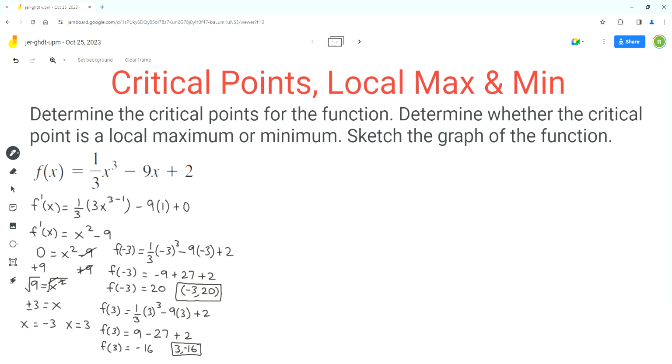Now we have to determine whether the critical points are local maximum or minimum. For that we'll use the first derivative test. If the first derivative is greater than 0 in an interval, that means the function is increasing, and if the first derivative is less than 0, that means the function is decreasing. So we'll use the number line method.